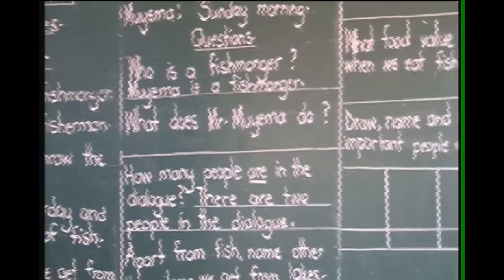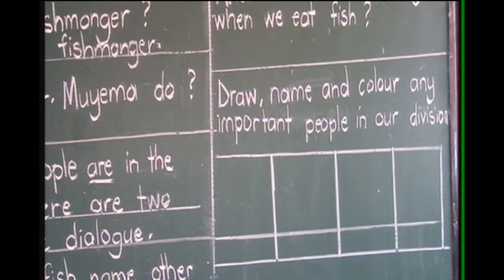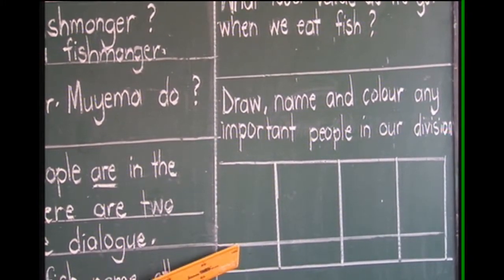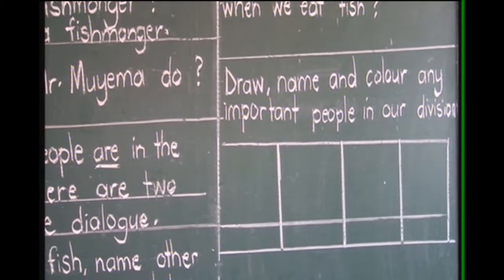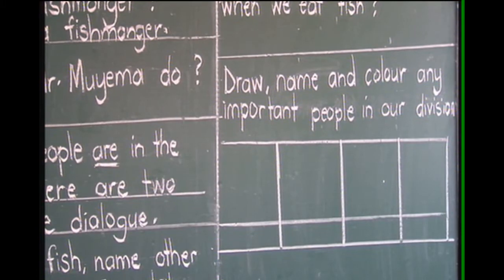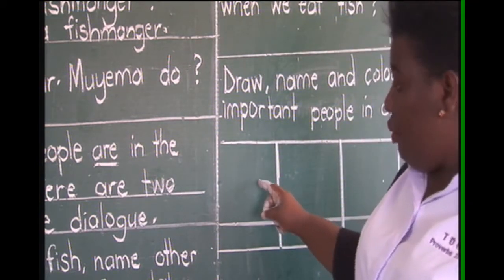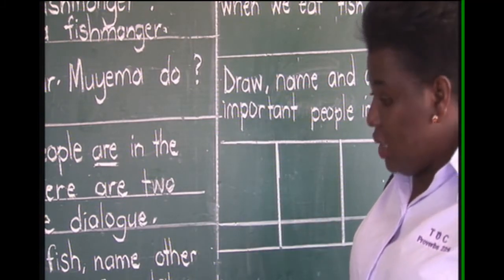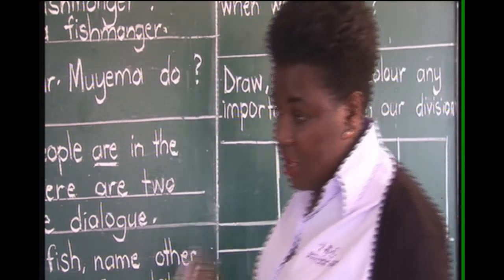Draw, name, and color any important people in our division. So you draw for me those important people. You write their names, and don't forget to color them. When you're to draw a carpenter, don't just draw a man standing. I need to see him doing some work. If it is a carpenter, I need to see some chairs, tables, and him making them. So I need a picture that talks.